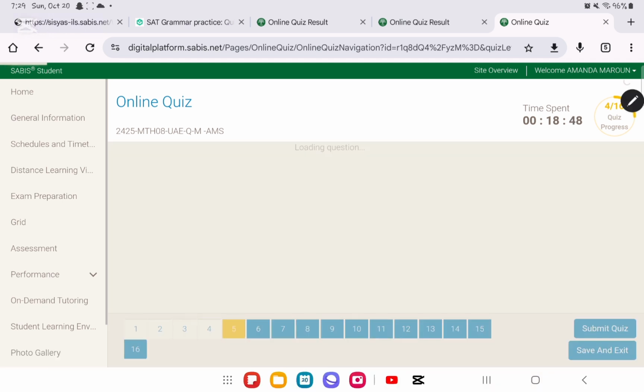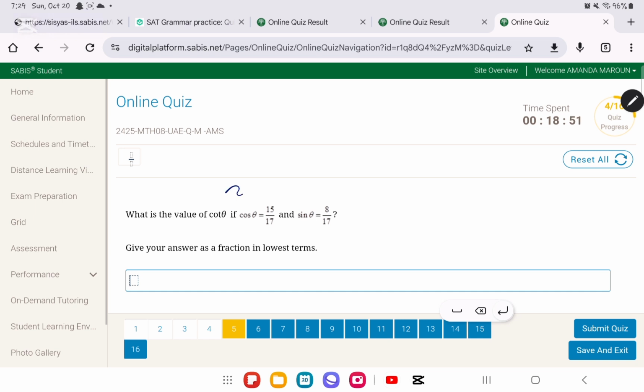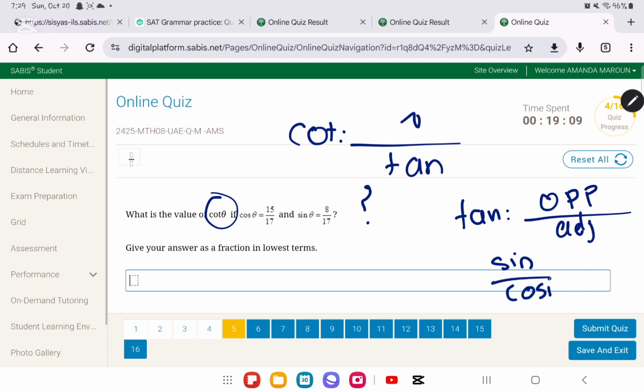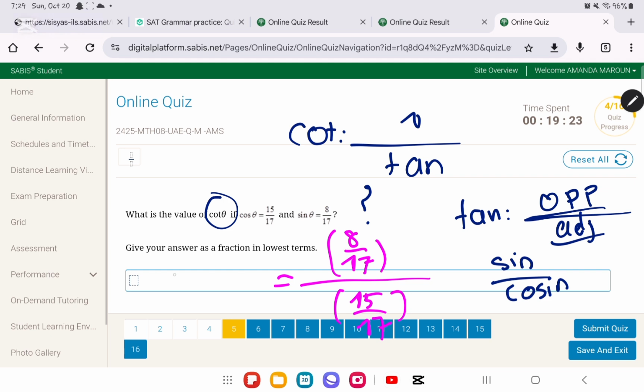Now, question number 5. We are given, oh, this is a nice question. We are given cotangent. We know cotangent is 1 over the tangent. But do you see the tangent anywhere here? No, we have to find it. We know tangent is what? Tangent is either opposite over adjacent or sine over cosine. Are we given opposite and adjacent? No, but we are given sine and cosine. So we can do sine, which is 8 over 17, divided by the cosine, which is 15 over 17, and we will get the tangent, which is 8 over 15.